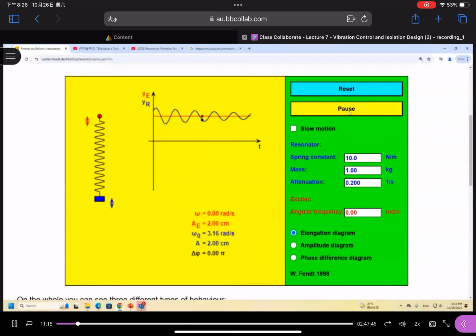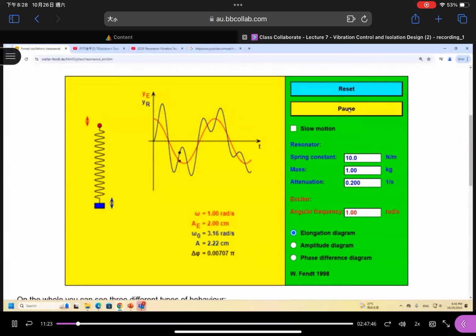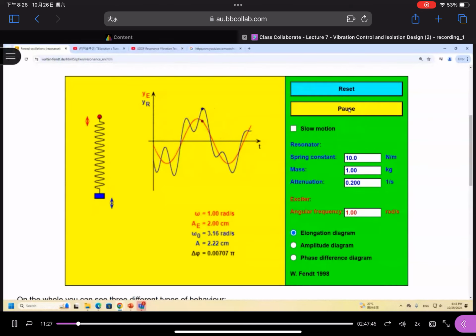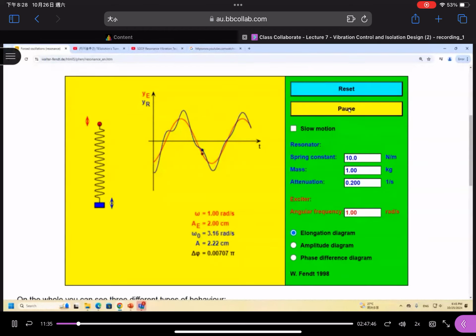And if we introduce an external force, let's say it is equal to 1. Okay, you may refer to the blue line here. The blue line represents the time history response of this mass. But because here the external frequency is less than the natural frequency, no resonance occurs.